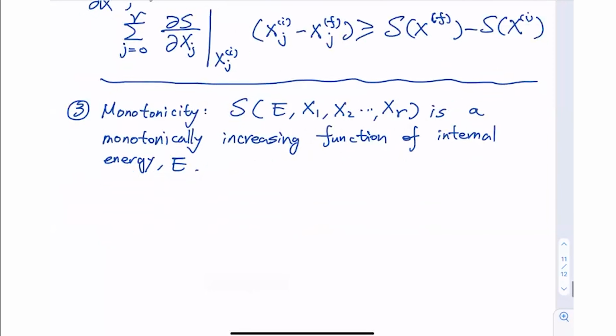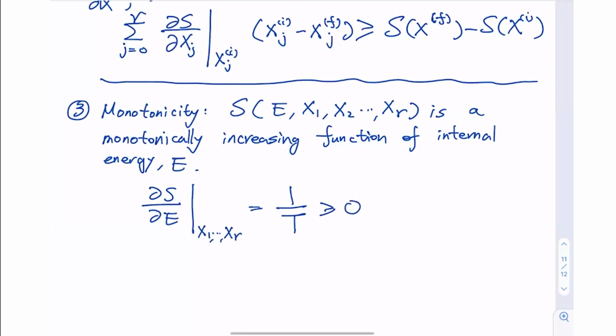Okay, so what does that mean in the mathematical form is that you take a partial derivative of the entropy function with respect to the energy and evaluate it at constant x1 to xr, which is the rest of the extensive variables. It will be something, let me just write it as 1 over T. It is something that's greater than or equal to 0.